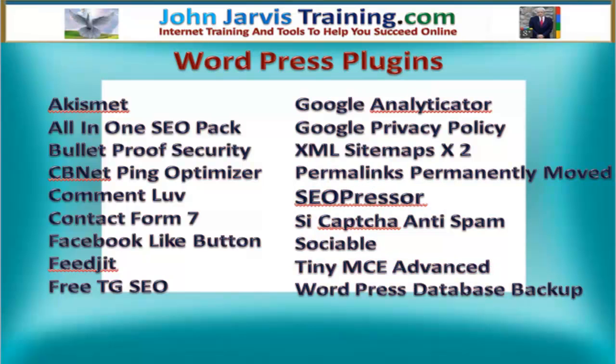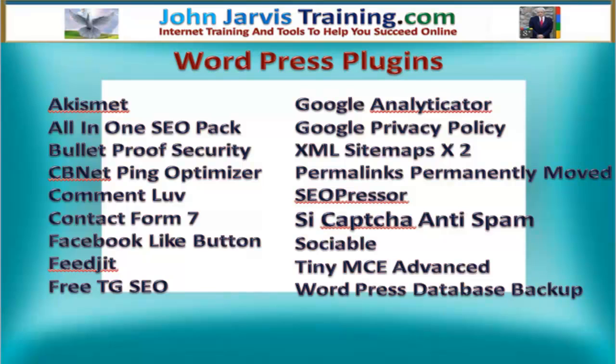The SEO Pressure plugin. This is another one that's great for search engine optimization and getting free visitors to your website. SciCaptcha Anti-Spam. This one works similar and hand in hand with the Akismet plugin, and it stops comment spam on your site. Sociable is another social sharing plugin. The search engines really like it when your website is out in the social sites.